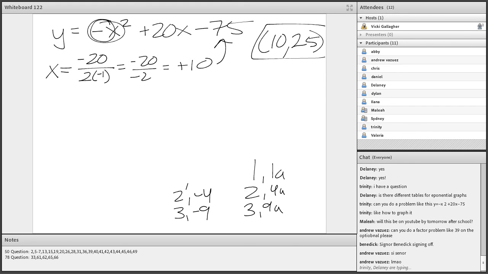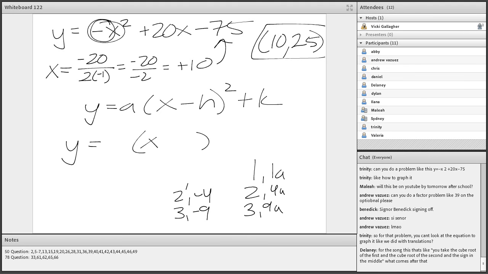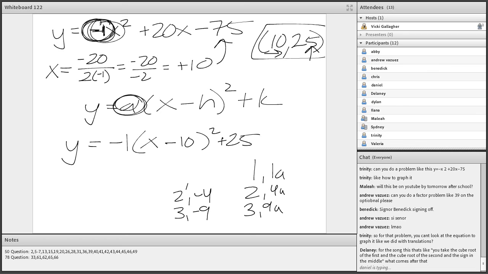For vertex form, it's y equals a(x minus h) squared plus k. So what you do is you write x, and then this number is telling us to go right 10. In our most recent chapter, we learned that when you go to the right, it's actually minusing. And then this is telling us to go up 25, so I'm going to do plus 25. The letter a from right here, the -1, is the same letter a for right here, so you can just stick a -1 right there. And now this has been changed to vertex form.